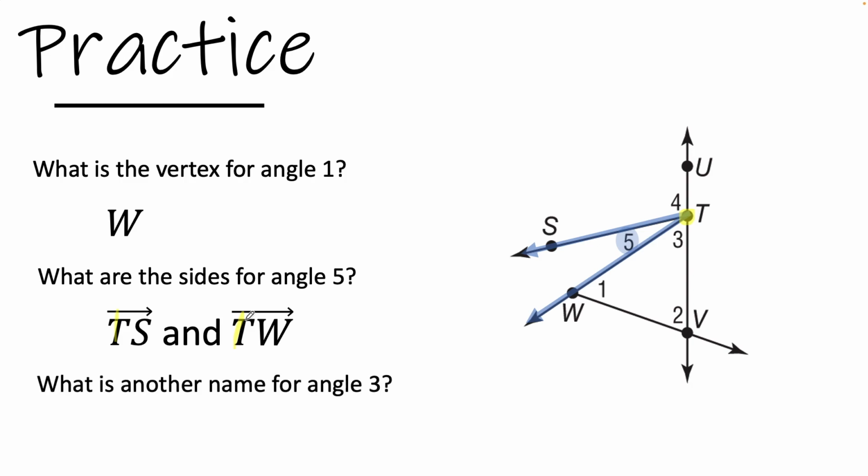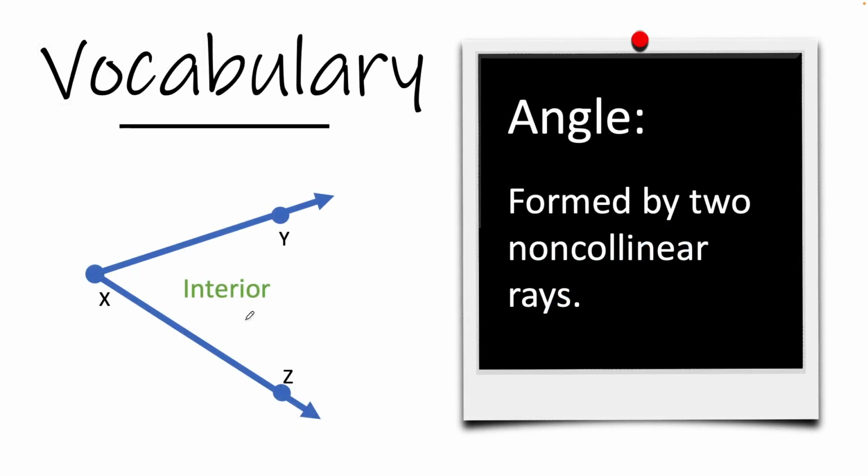What is another name for angle 3? Well, T is the vertex, so that's going to be in the middle of the name. We could say WTV or VTW. Either way is fine. A little bit more vocabulary. This is considered the interior of the angle, and the rest is considered the exterior.